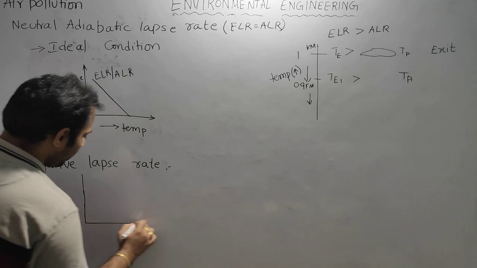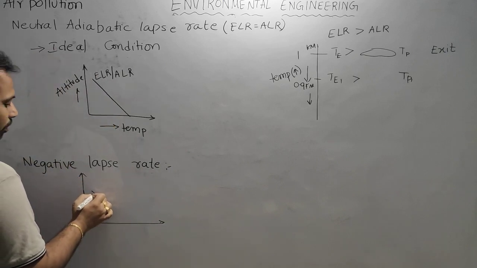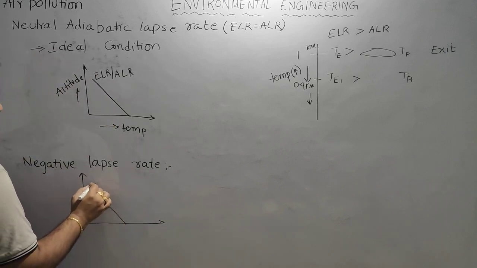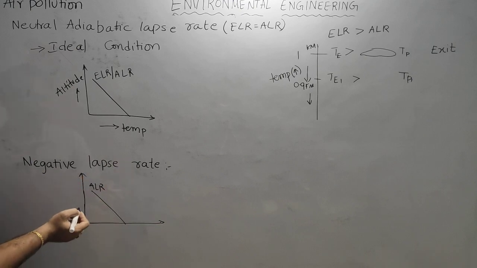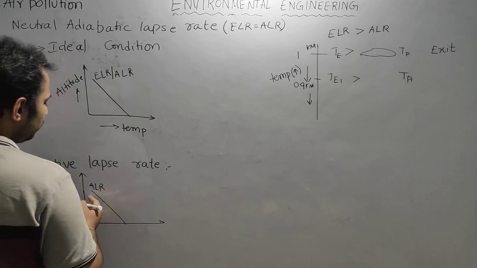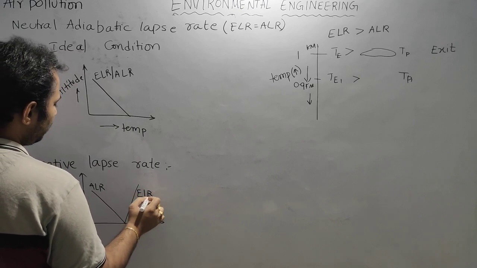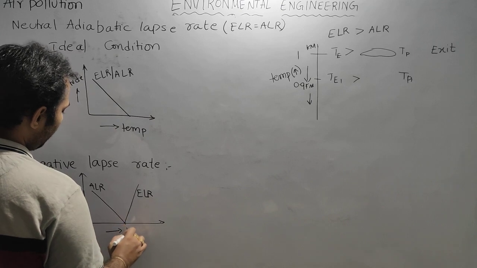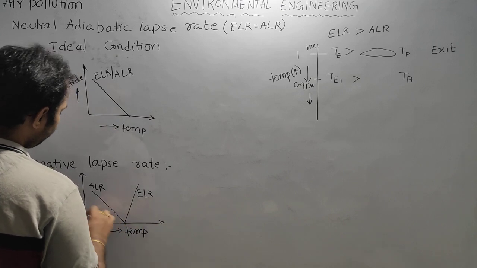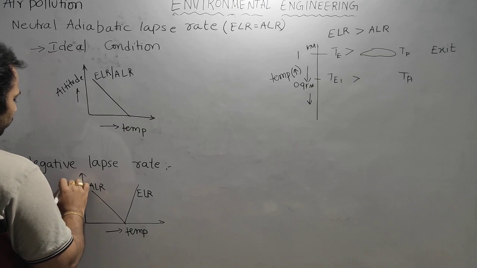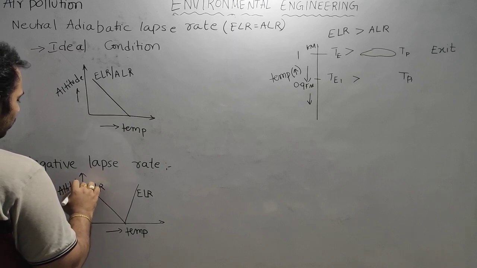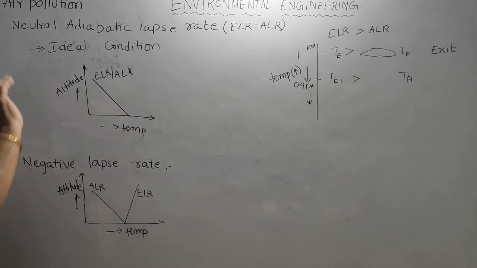The adiabatic lapse rate is always the same. This is ALR. It is constant, 9.8 degrees centigrade per kilometer. But here the ELR is increasing, so the pollution parcel never moves up. It continuously comes down in the case of negative lapse rate.